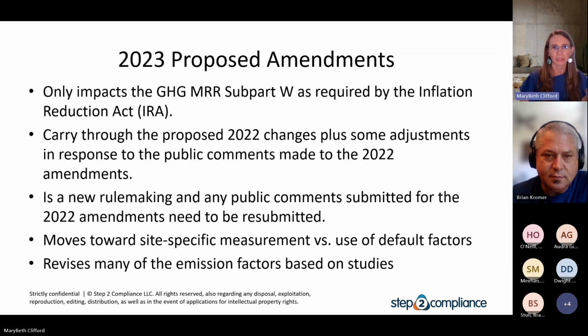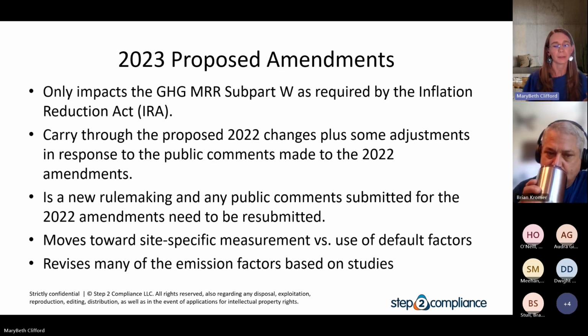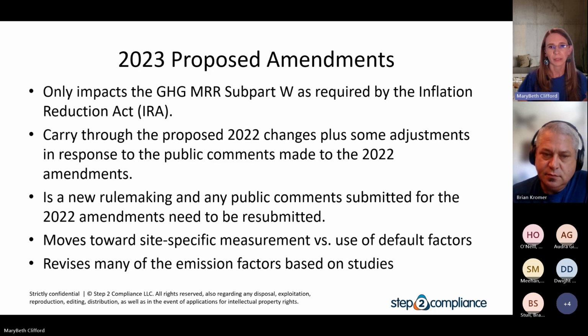And so we kind of discussed some of this. They have carried through a lot of the proposed 2022 changes into the 2023, but they've also made some additional changes on top of that. As mentioned, this is a brand new rulemaking, so it's important to get your public comments submitted.